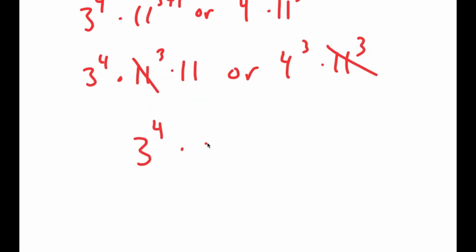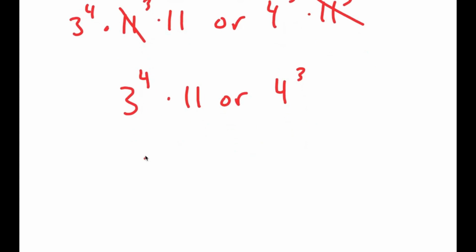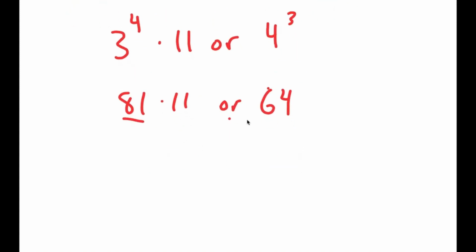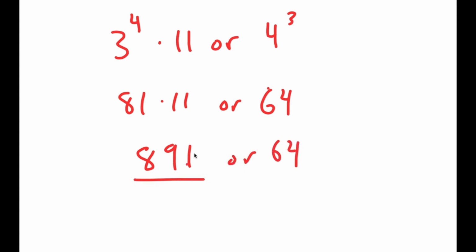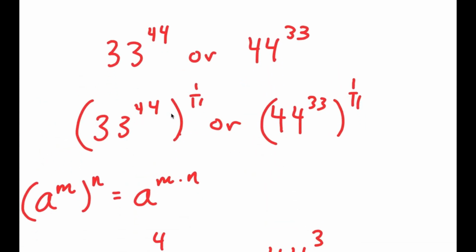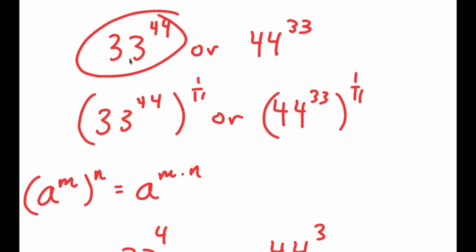So I'm just comparing 3 to the power of 4 times 11, or 4 to the power of 3. Now 3 to the power of 4 is 81, so I have 81 times 11, or 4 to the power of 3, which is 64. Now 81 is already greater than 64, and on top of that, we're also multiplying by 11, which turns into 891, or 64, meaning 891 is greater, so 33 to the power of 44 is the greater term.